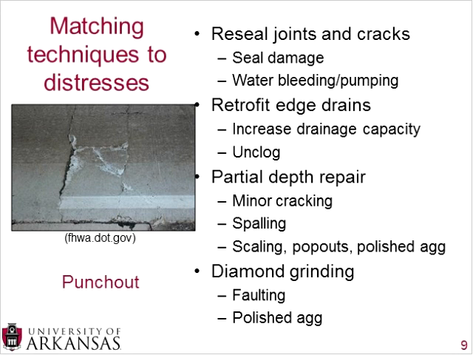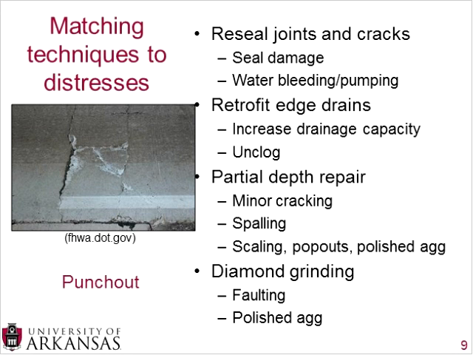Things like scaling and pop-outs sometimes occur if there's segregation in the mix, which means that there's a very small area of your project that has either too many larger size aggregates, or maybe improper cement content. If there's some sort of segregation issue with that section, sometimes a partial depth repair will be adequate in order to solve that.